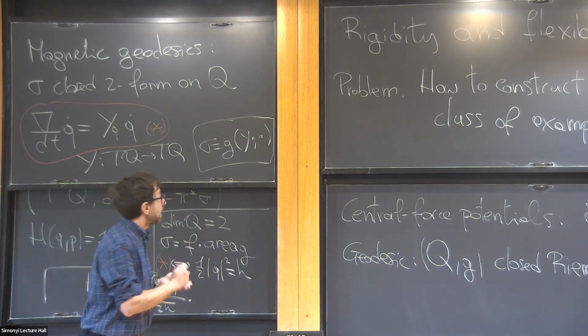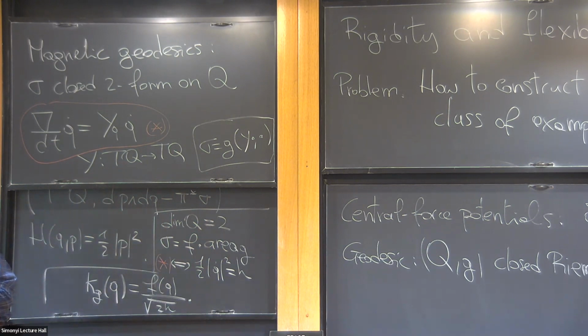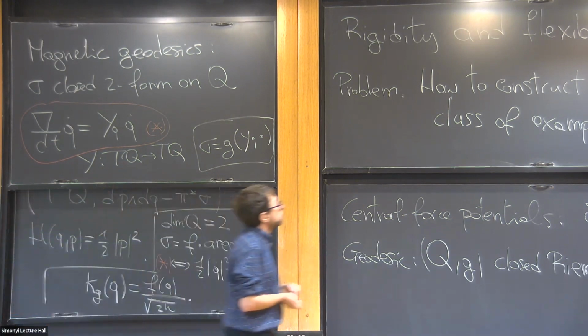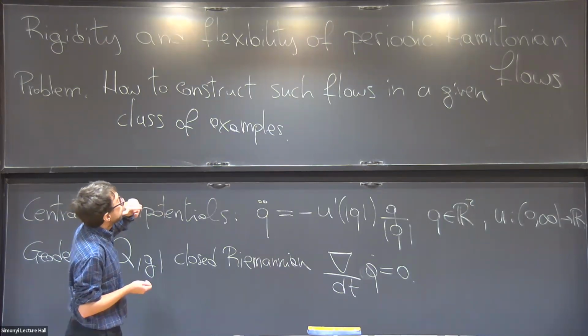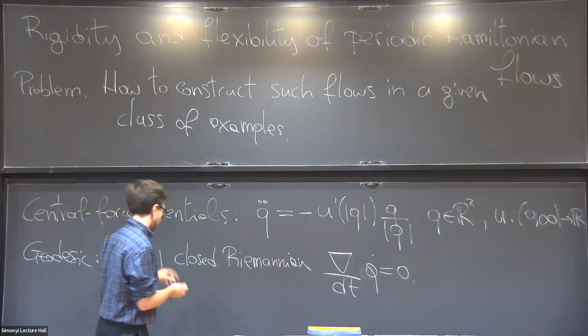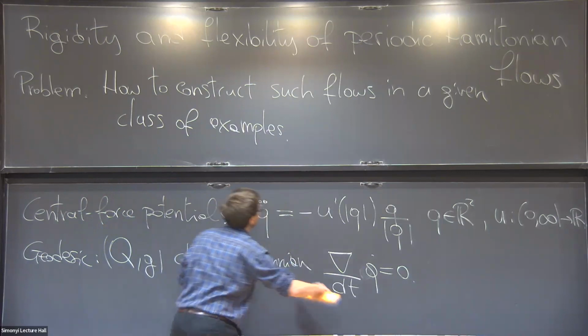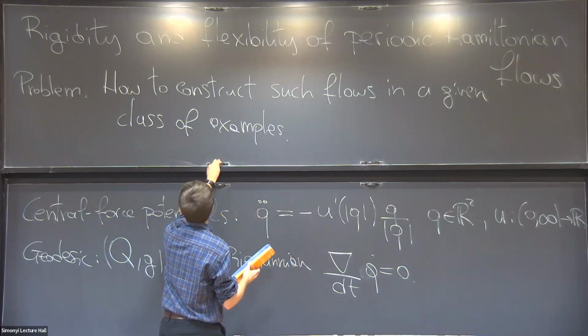Okay, so these are the examples that we want to consider, and then let me be a bit more precise about what I mean by periodic Hamiltonian flow. Here, what I mean is actually a very specific condition called the Zoll condition.